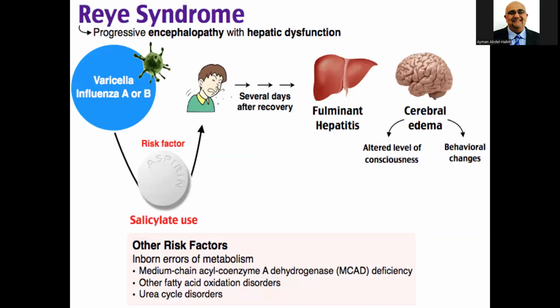admitted and treated as a burn patient. Reye syndrome is a kind of encephalopathy with hepatic dysfunction that happens when a patient less than 16 years old takes aspirin for a viral disease. For some reason, they can develop an encephalopathy and hepatic dysfunction. So aspirin is contraindicated in young people less than 16 years old.